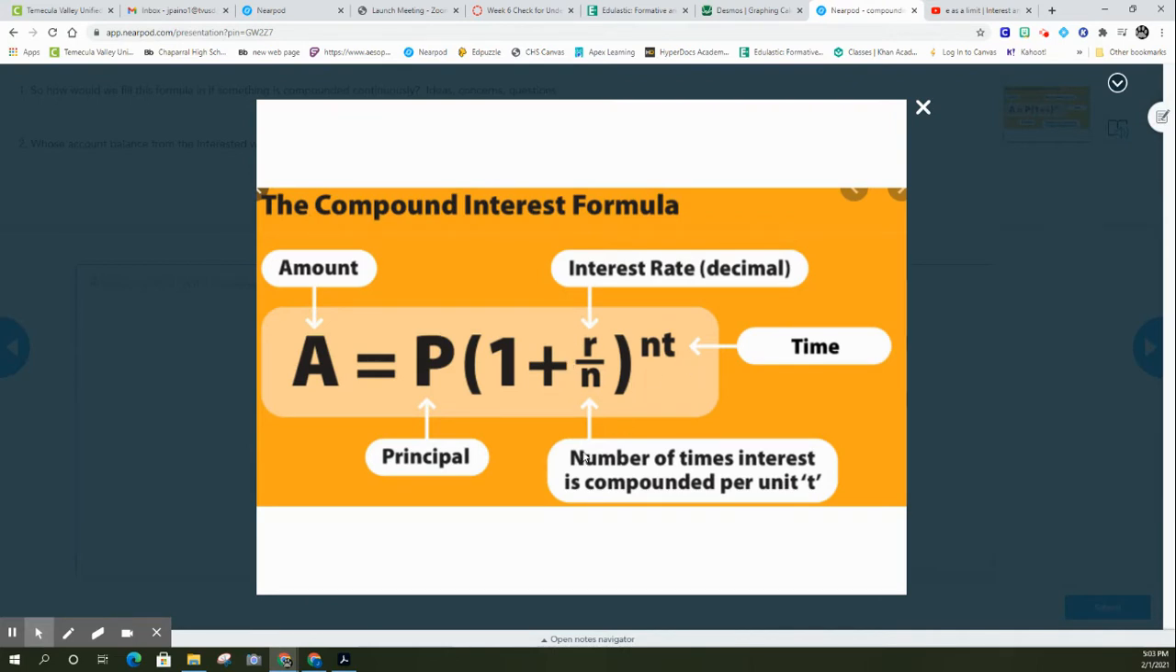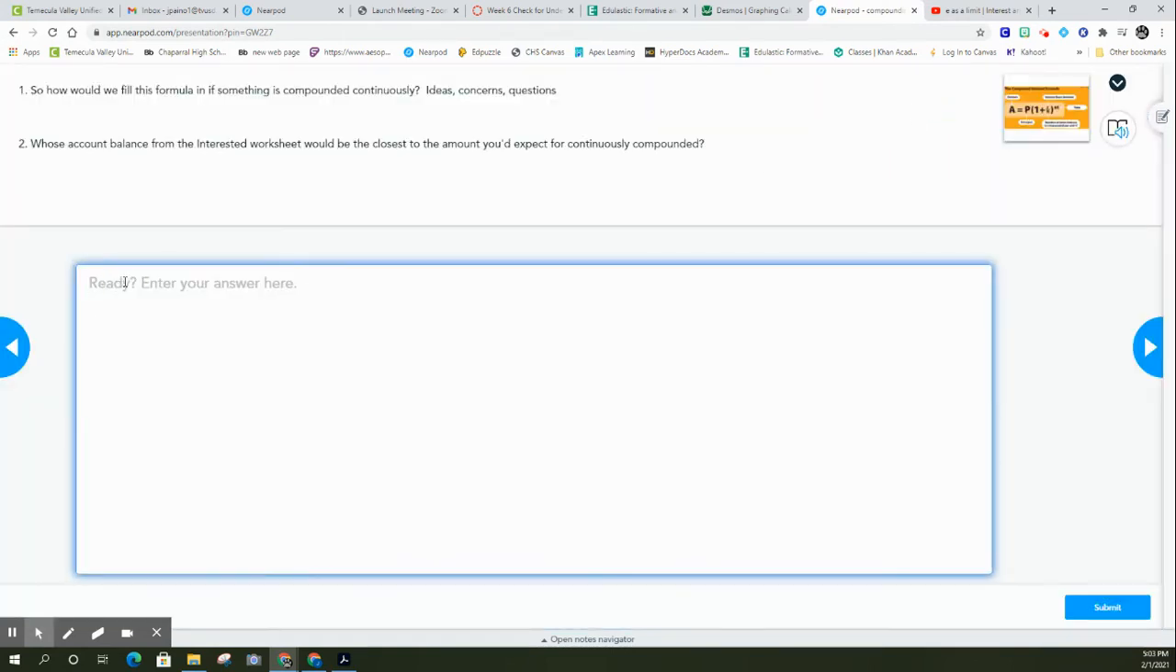So what would n be if we were compounding continuously? And n would be infinity. And so it's constant. So we can't use this formula. n would be infinity, which means this formula will not work.